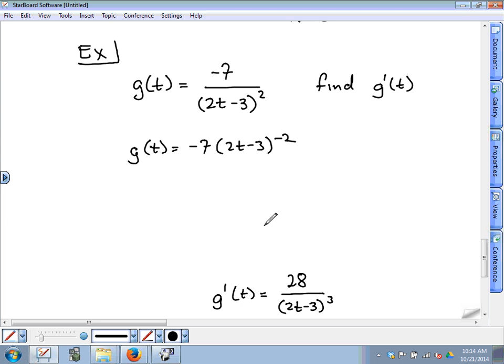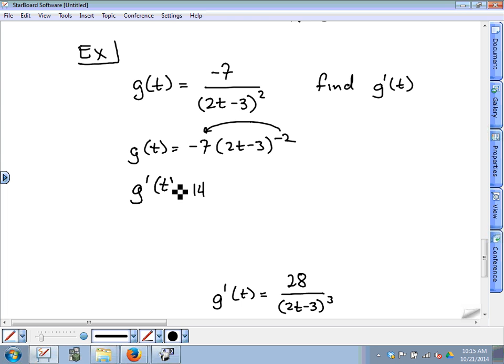Let's go through the process. You guys ready? Yes, sir. Born ready. Okay. What happens with the negative 2? It turns into a negative 3. Well, where does it go? The negative 2 multiplies by the negative 7 and drops down here, so we get 14.